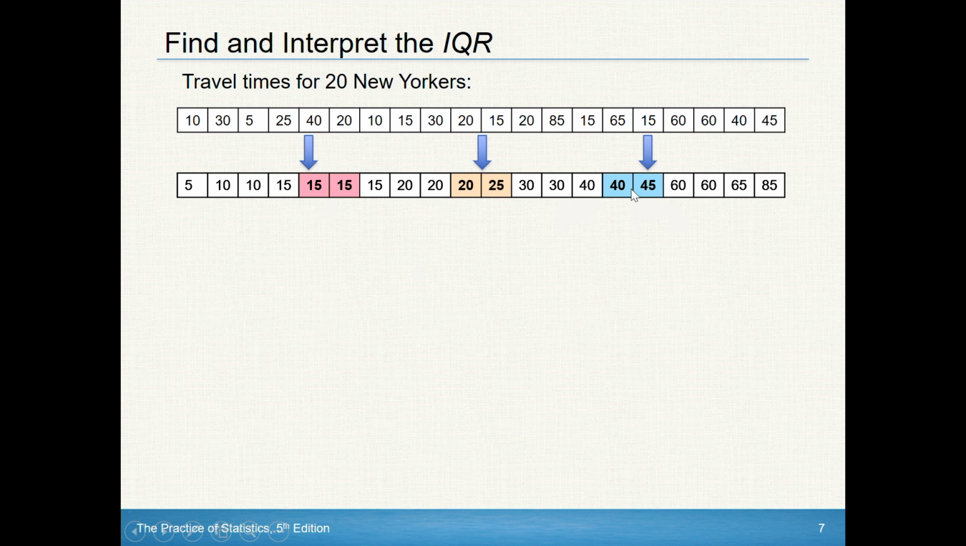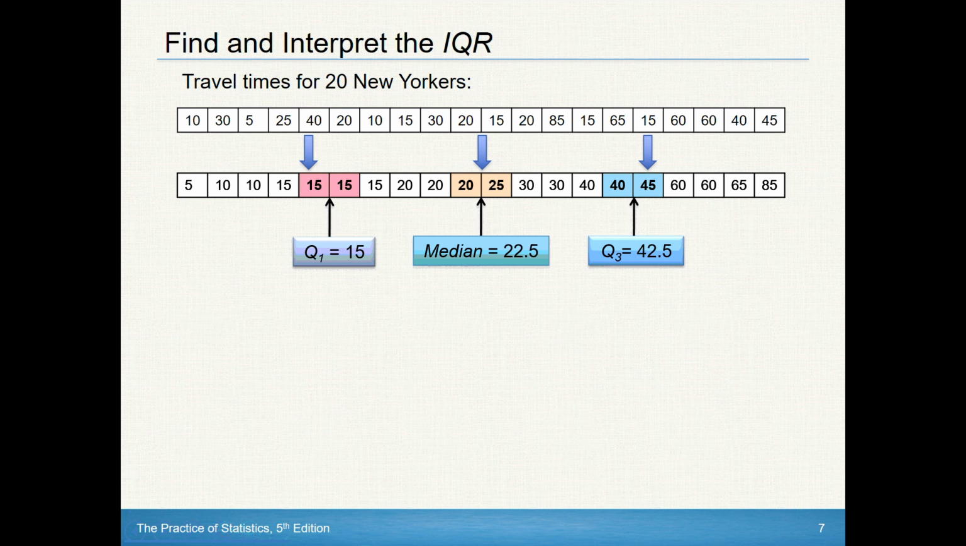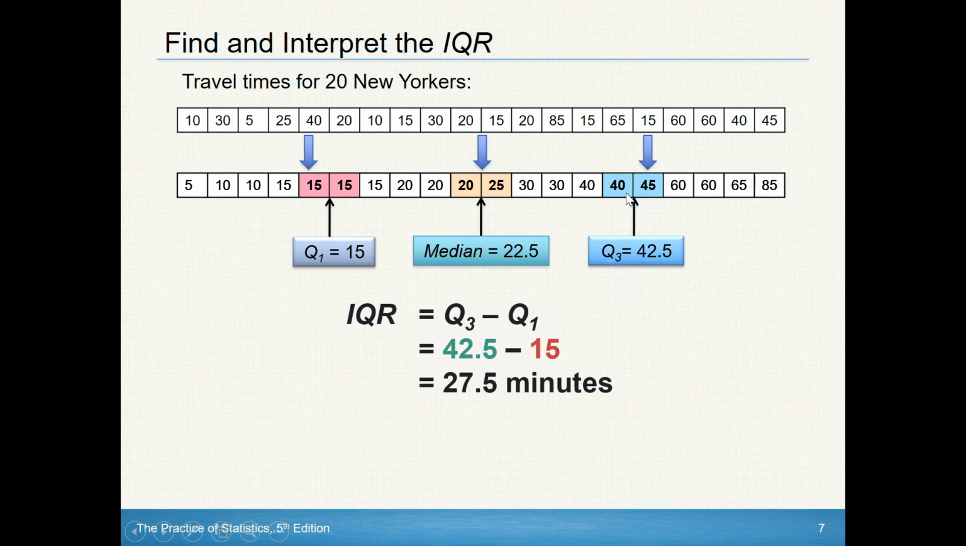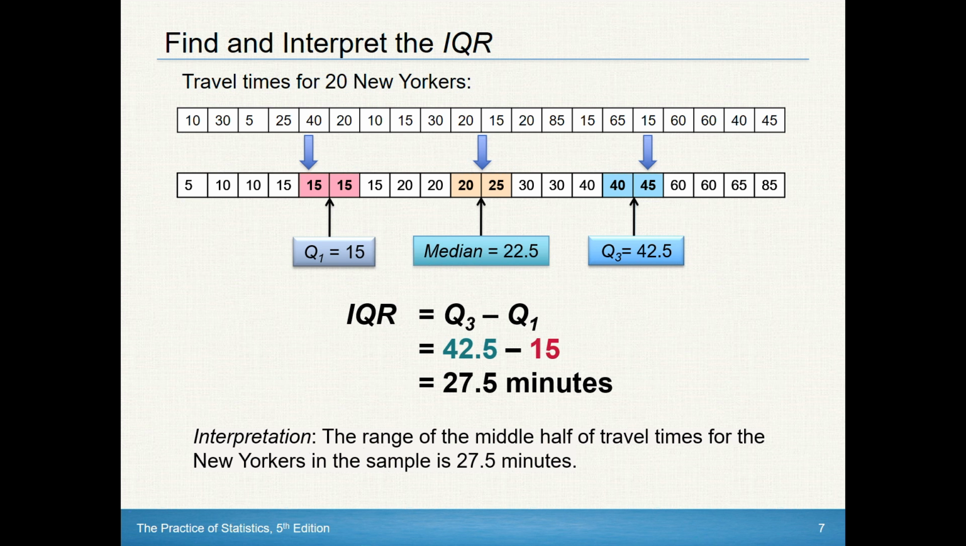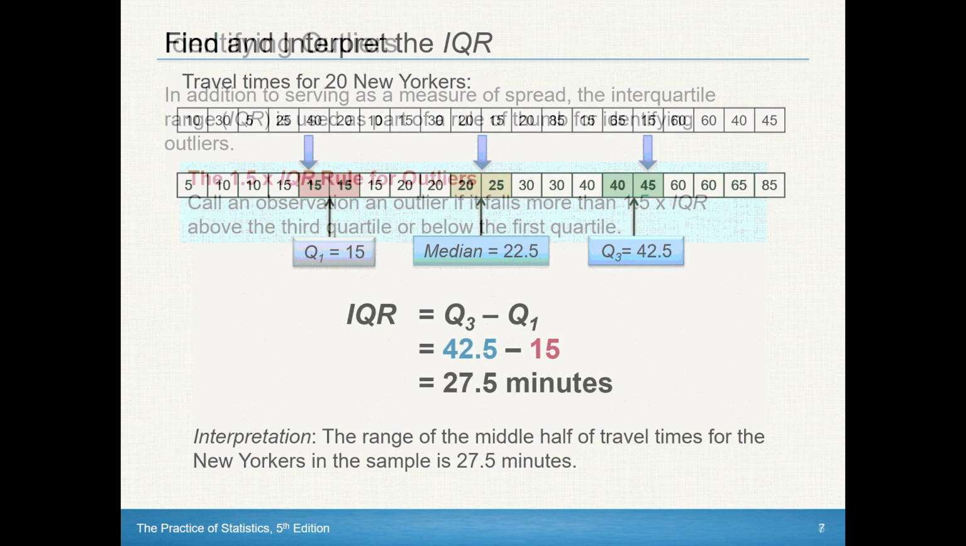Similarly, in the upper half, the Q3 is going to be between the 40 and the 45, because again, 5 below, 5 above. Median 22.5, Q1 15, Q3 42.5. We averaged them. So we can quickly and easily find the IQR by subtracting Q3 minus Q1 and getting 27.5 minutes. Keeping in mind that the IQR takes the same units as the actual data. And it's imperative that we keep the units with our data as we go through. So again, interpreting: the range of the middle half of travel times for New Yorkers in this sample is 27.5 minutes. So that's the interpretation.